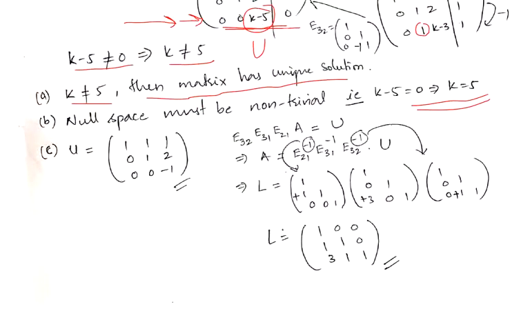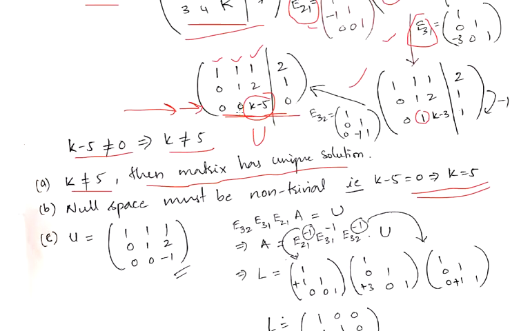Okay, when k is equal to 4, you have already found the upper triangular matrix. So one matrix is done. Put k is equal to 4, then it will be -1 here. So this is the upper triangular matrix. Then how do we find the lower triangular matrix? I told you it is a multiplication.